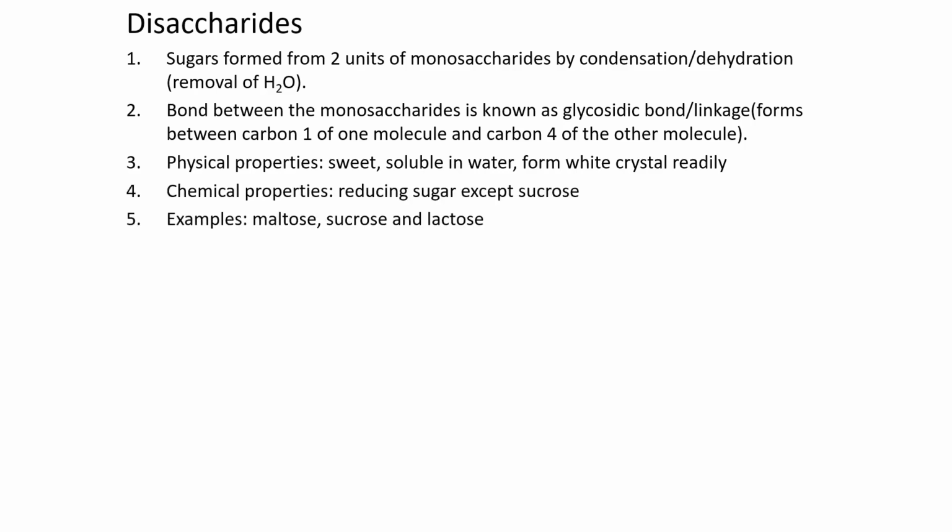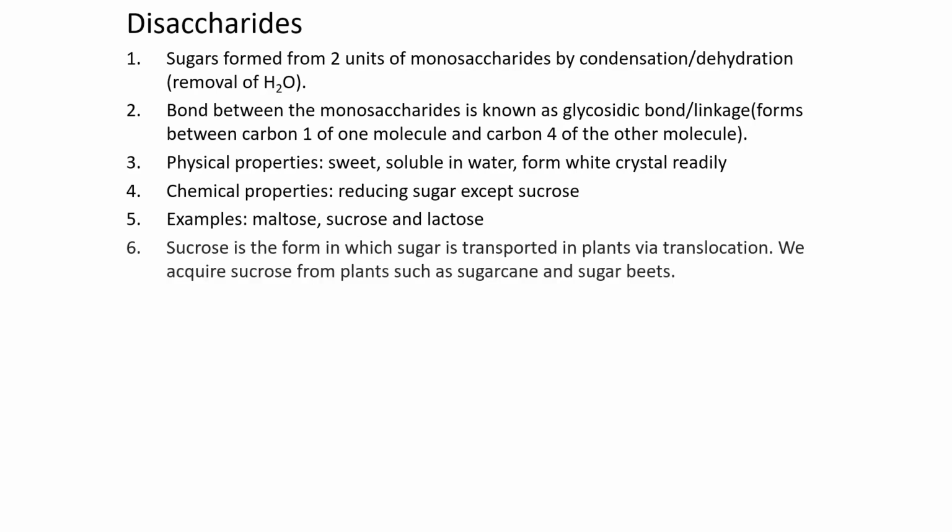Chemical properties: disaccharides are all reducing sugars, except for sucrose, because sucrose does not have a reducing end. Examples of disaccharides are maltose, sucrose, and lactose. Sucrose is the form in which sugar is transported in plants by translocation. We can acquire sucrose from plants such as sugarcane and sugar beets.